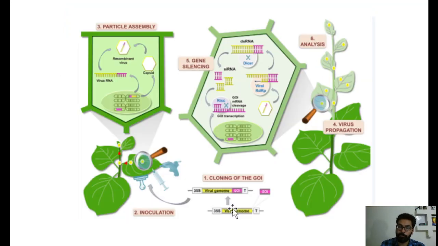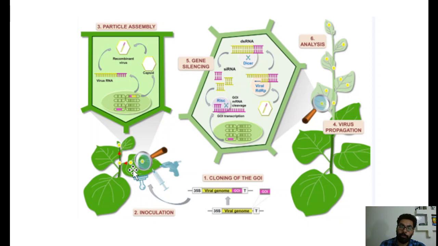So in practice, how are we doing this? First, we have to clone the gene of interest in a viral vector. What is the gene of interest? Any gene which is subject to a study. We will take the unique sequence of that gene, clone a 200 to 300 base pair unique sequence into the viral vector. Then the cloned construct will be agro-inoculated into the plants.